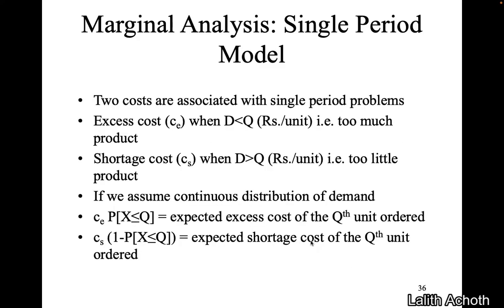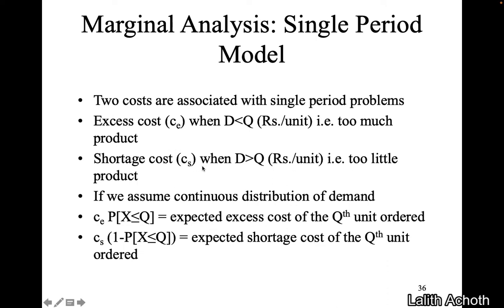There is something called the marginal analysis of the single period model. The two costs associated with the single period model are the excess cost, CE, where demand is less than the supply because you got excess. Sorry, when demand is greater than the quantity supplied, there is too much product because of excess demand. So this is the cost of excess demand.